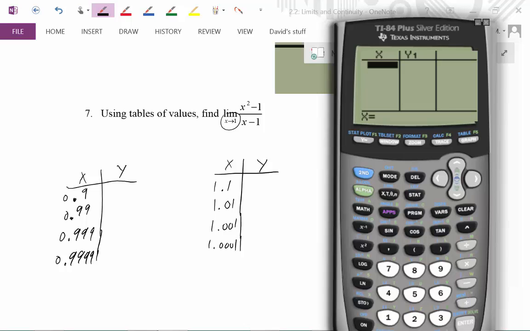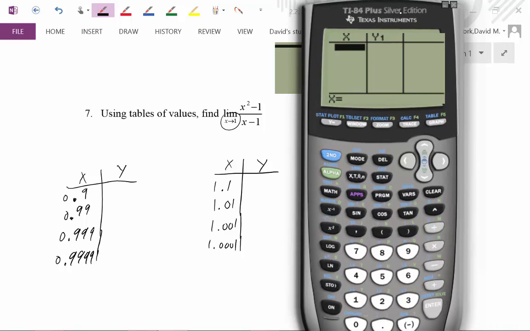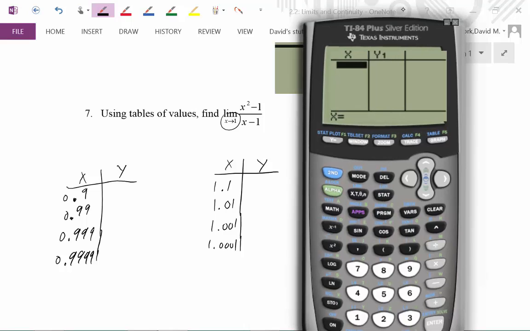Okay, so I'm going to start with that first part of the table. I'm going to start with my, I can't get the decimal points of 0.9. All right, I apologize. Type in 0.9. Still off the screen. There we go. All right. So when I type in 0.9, I get 1.9. Then when I type in 0.99, I get 1.99, and so on and so forth.